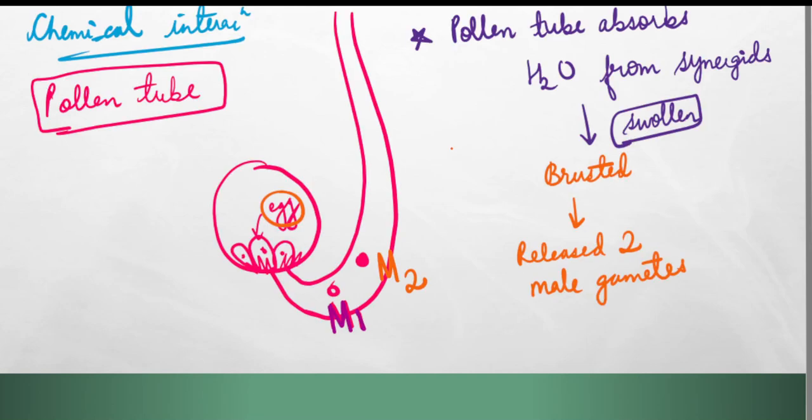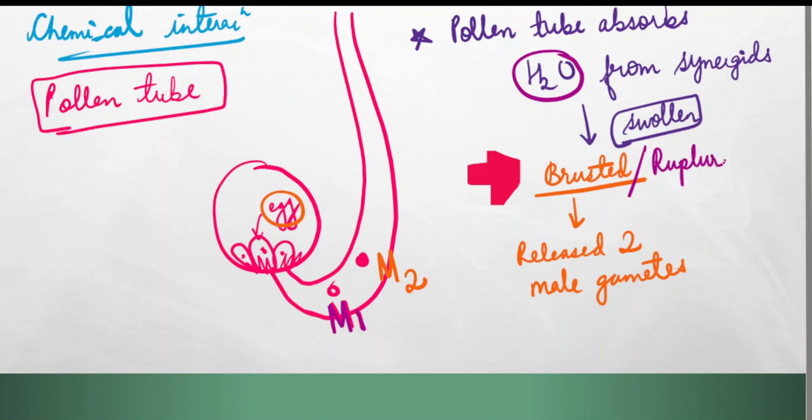Okay, so it got bursted. The moment the pollen tube got bursted, very important here, the pollen tube is getting bursted because it actually took some water. Because of the absorption of the water, the pollen tube bursted, or you can say ruptured. You can say that the pollen tube got ruptured and these two male gametes got released.